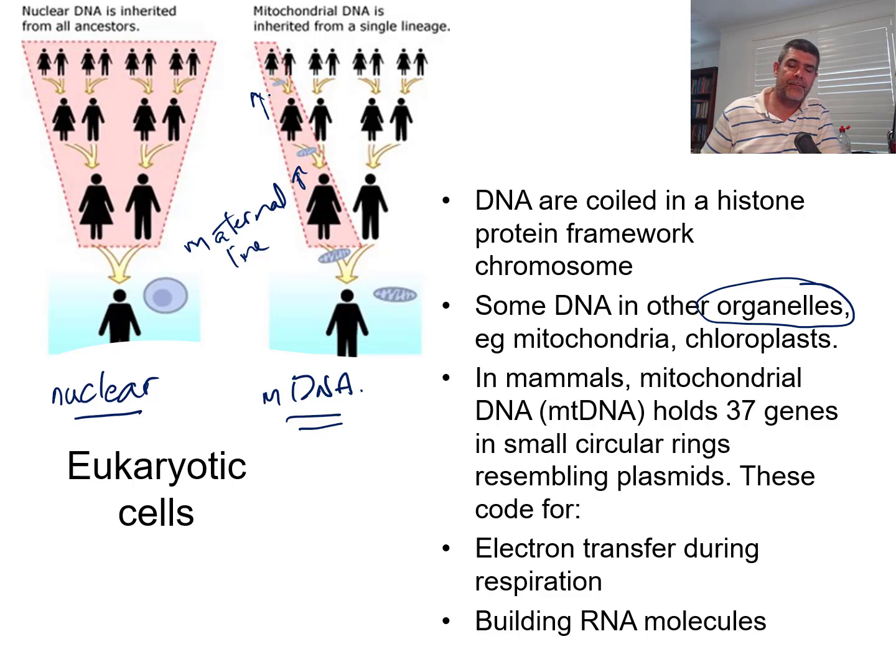Now, mitochondrial DNA isn't huge. It only holds a small number of genes, and the circular arrangement of this DNA is reminiscent of plasmids, which may also tell us a little bit of something about the origin of these particular organelles. The function of the DNA here, as you might expect with the mitochondria having such an important role to play in respiration, is coding for some of the processes that are a very important part of that chemical reaction in cells, but also involved in the building of RNA molecules.